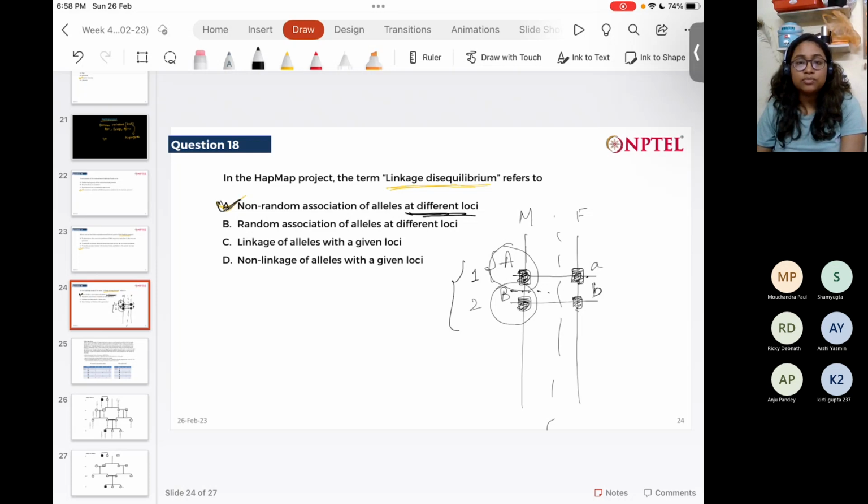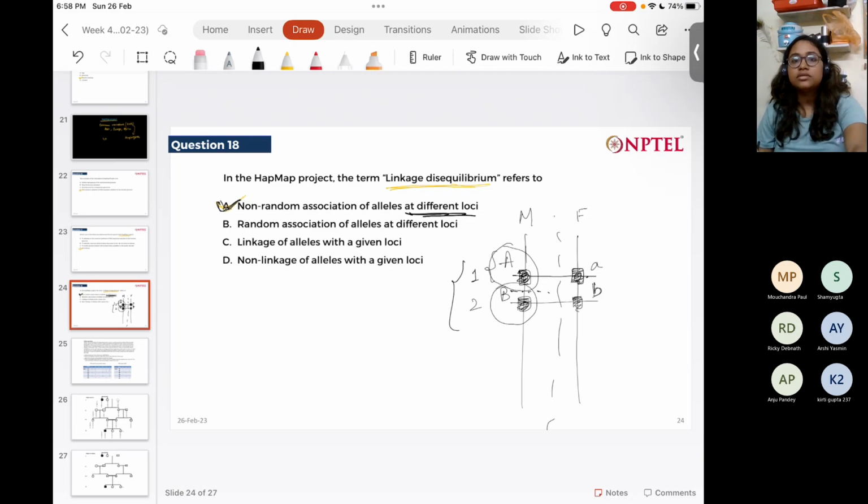So for positional cloning, they calculated the LOD ratio. Here for the HapMap project or for association study, they also determine a few statistical values to remove that random behavior. They only look into the non-random thing, which is bound to happen over and over again.